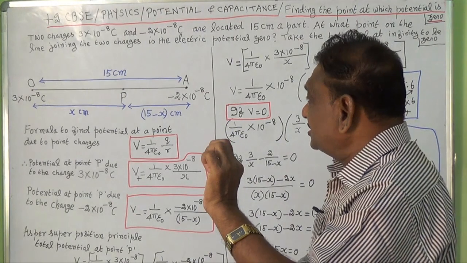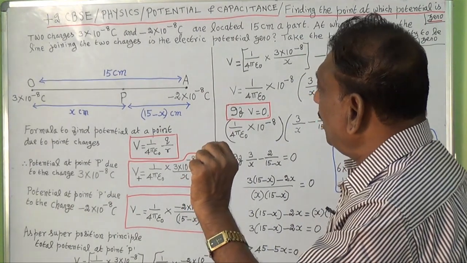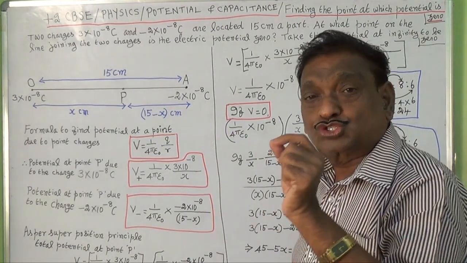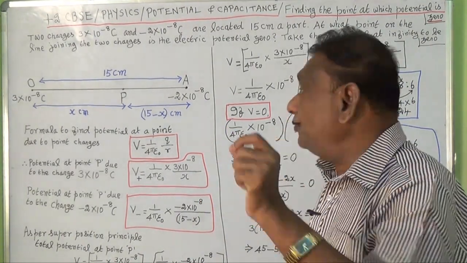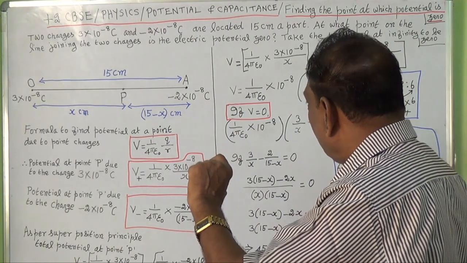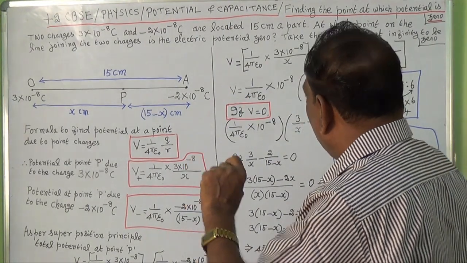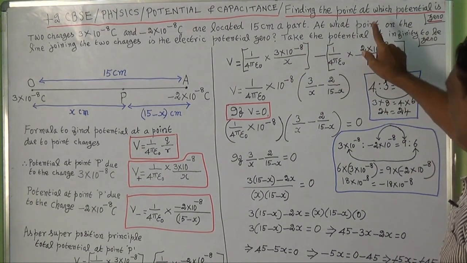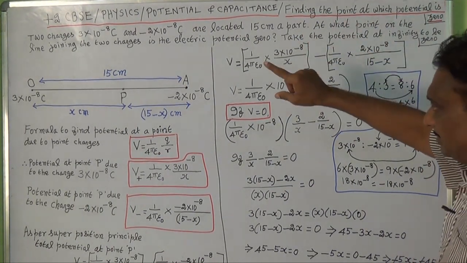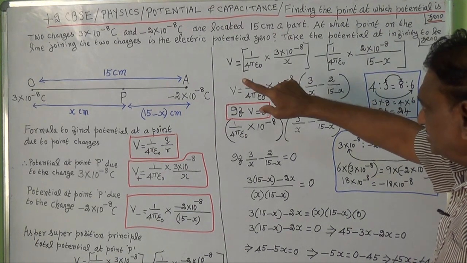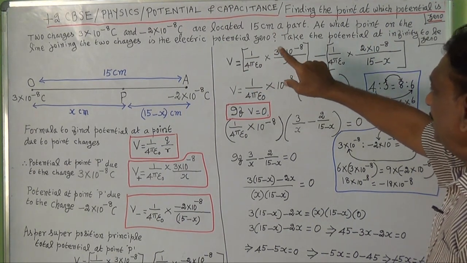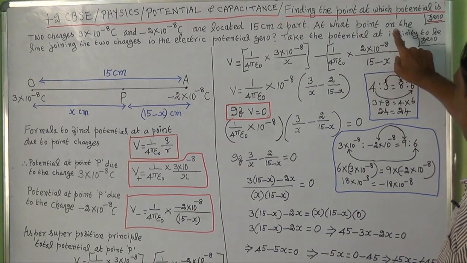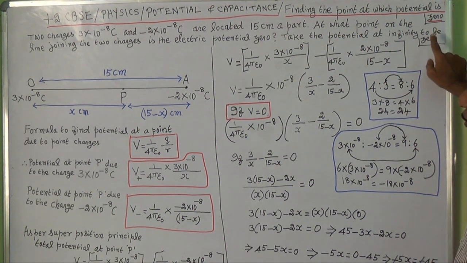Two charges 3 into 10 to the power of minus 8 coulomb and minus 2 into 10 to the power of minus 8 coulomb are located 15 centimeter apart. At what point on the line joining the two charges is the electric potential zero? Take the potential at infinity to be zero.